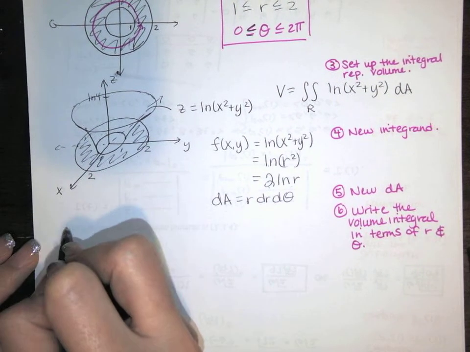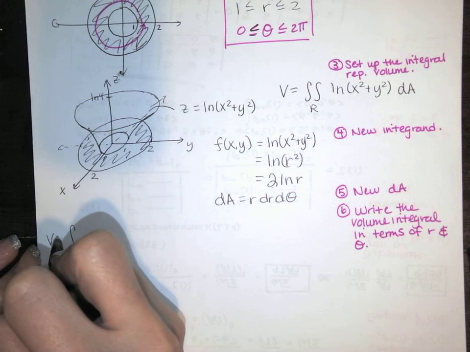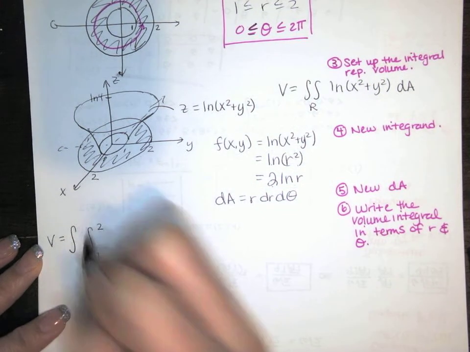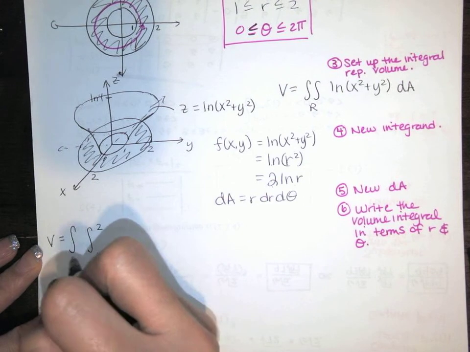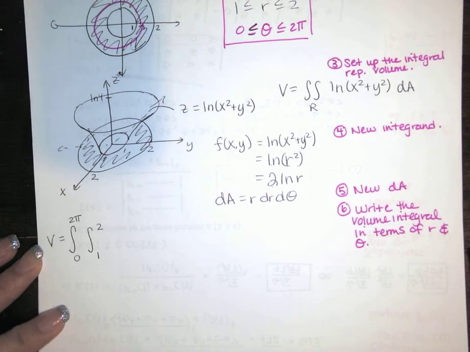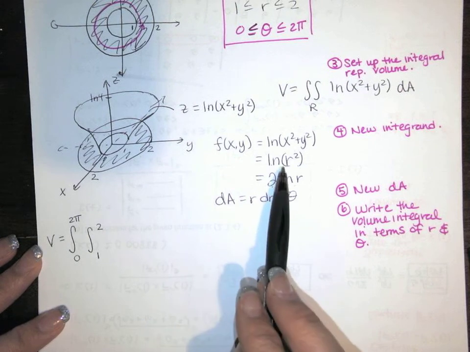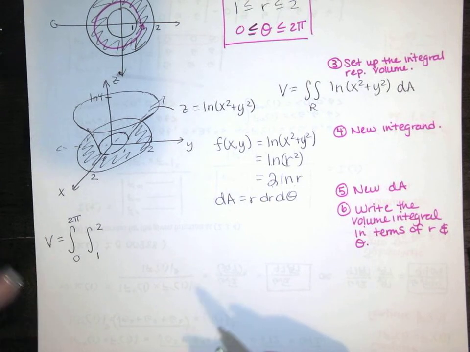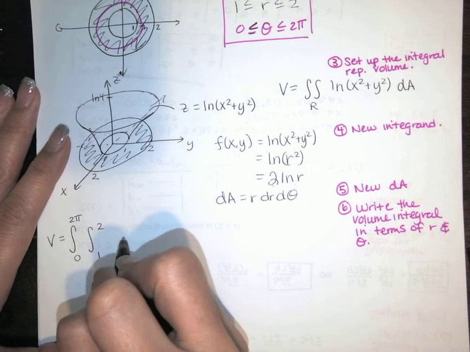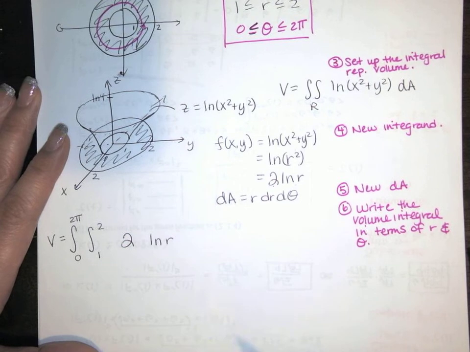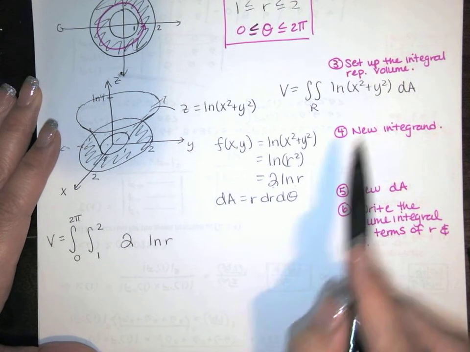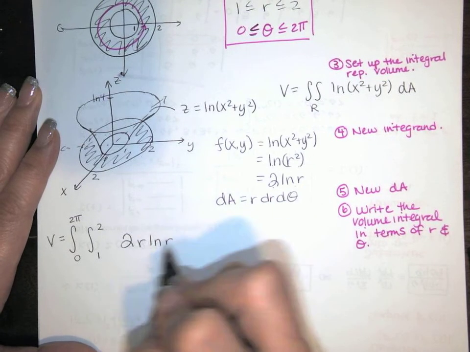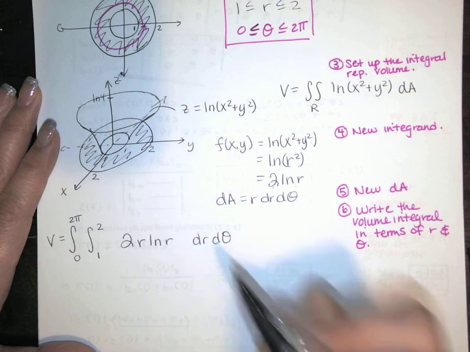So we have volume equals the double integral over the region R, and R can be described this way. Little r goes from 1 to 2, and theta goes from 0 to 2 pi. And then we need our integrand. Our integrand can either be written as natural log of r squared or 2 natural log of r. I think I want to write it as 2 natural log of r. And then dA can be replaced by r dr d theta, so I'll put my r there. There's r dr d theta.